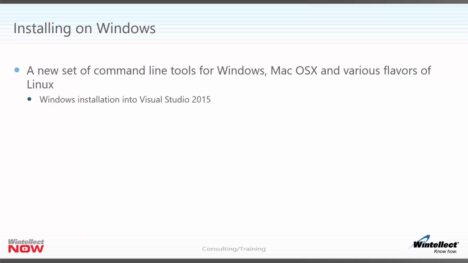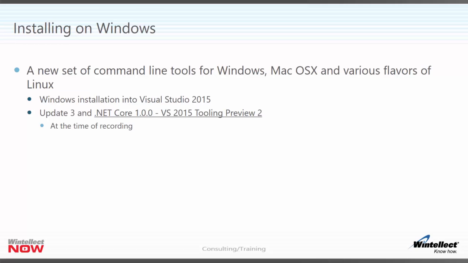So on Windows, we install this as part of Visual Studio 2015. To do this, we need to install Visual Studio 2015 Update 3 and then run this .NET Core 1.0.0 tooling preview. It's the tooling preview that gives us the .NET Core command line tooling that we need. This obviously is at the time of recording. Undoubtedly going forward, we'll get release versions of these tools that will come as part of Visual Studio.